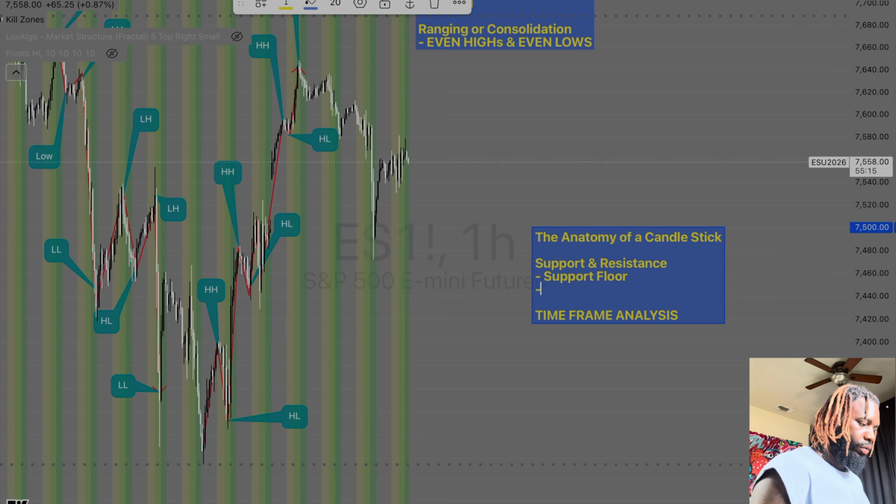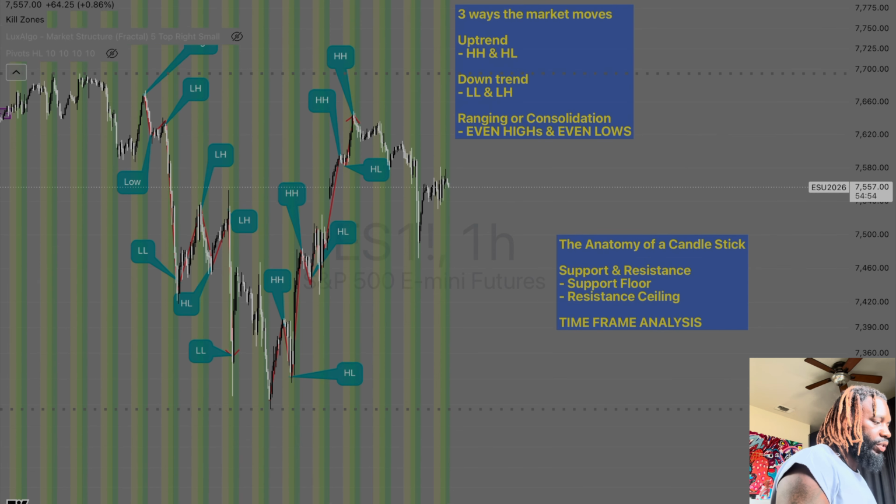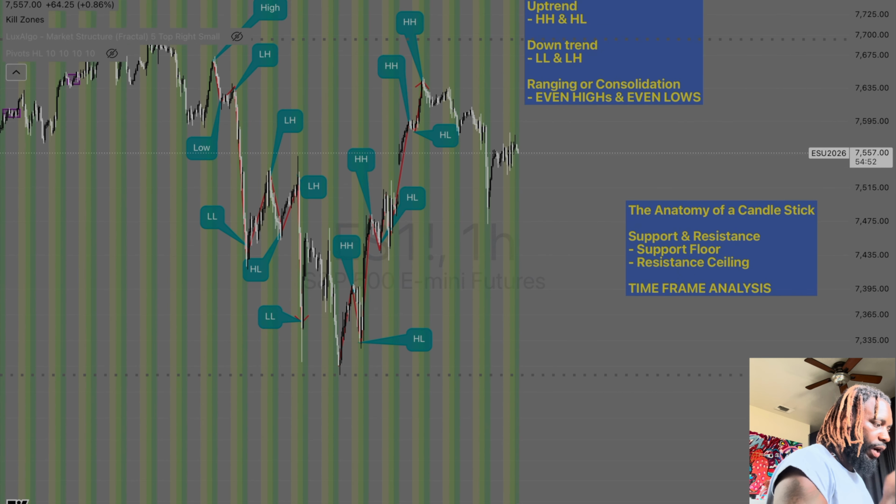Support is your floor. And then resistance is your ceiling. Resistance is your ceiling, right? And so that's basically how I want you to think about it. Support is your floor, resistance is your ceiling, right? And so I want you to think about it like this.